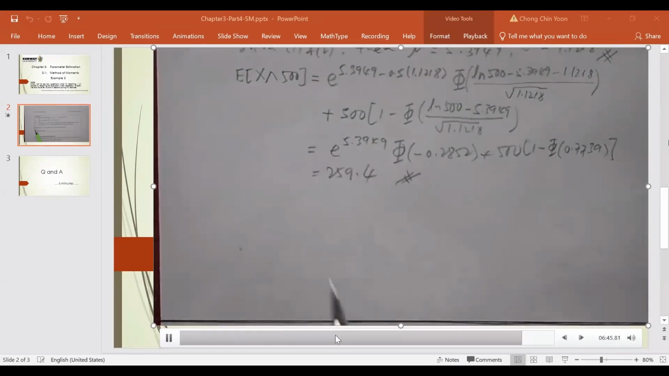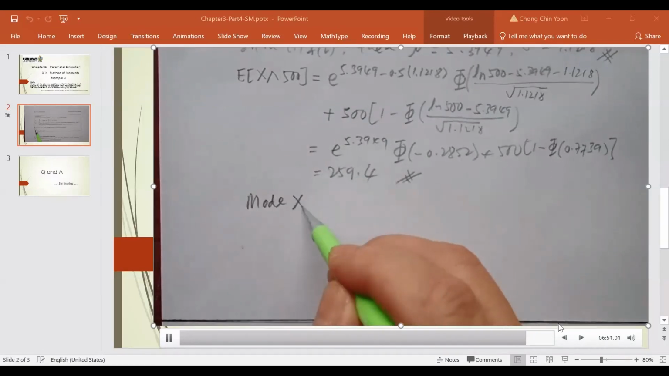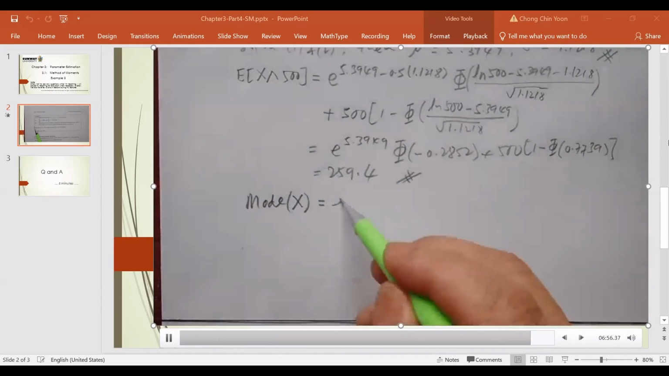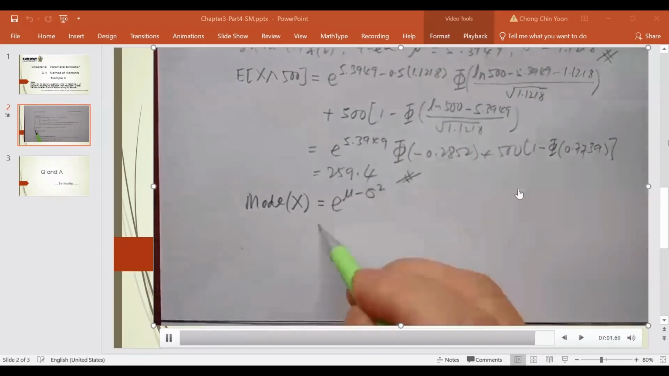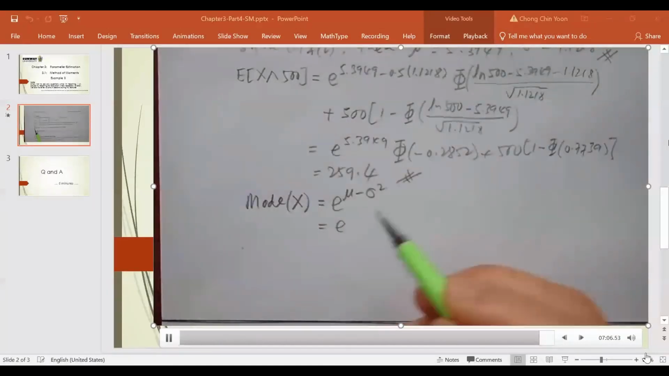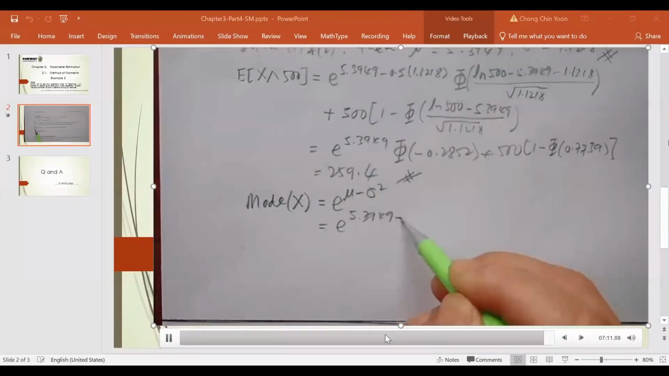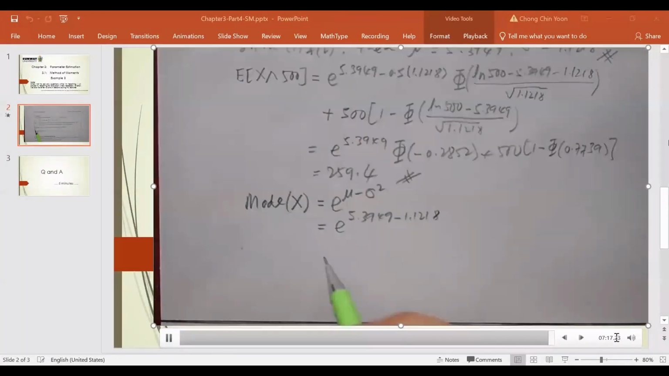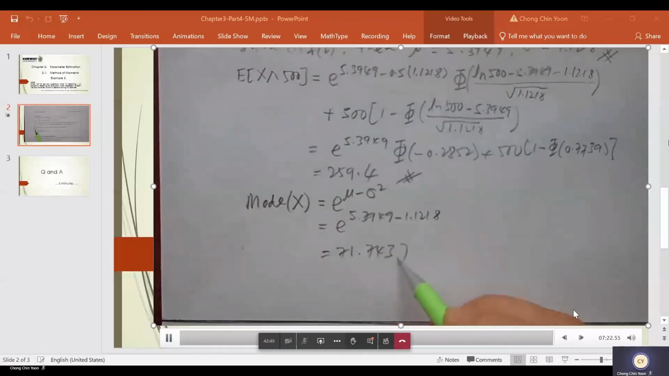Next, we can calculate the mode of this log normal distribution. And again, from table C, this is equal to exponential to the power of mu minus sigma squared. So by substituting the values we have found just now, this is equal to exponential to the power of 5.3949 minus the sigma squared, that is 1.1218, and we will have 71.7437.